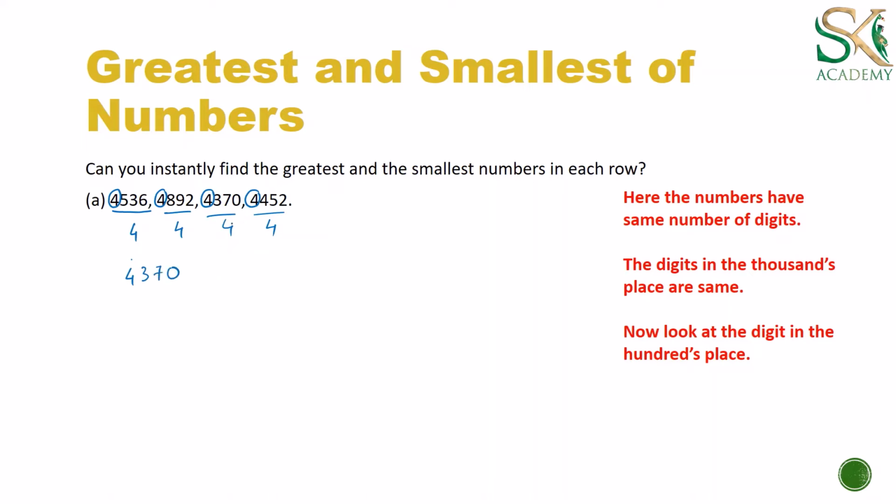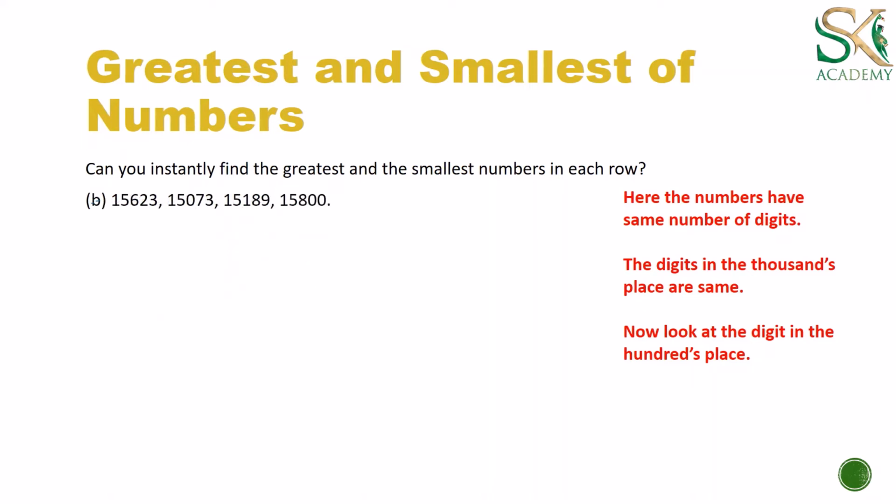Similarly, if you have observed the second digit after 4, the 8 is the highest: 5, 8, 3, and 4. Obviously 8 is the highest. So now if you see here, 4892, this is the greatest number and this is the smallest number.